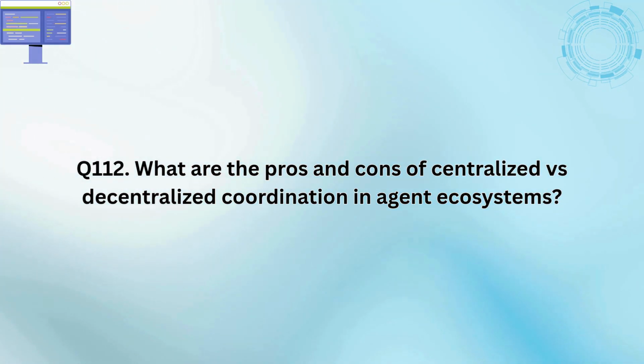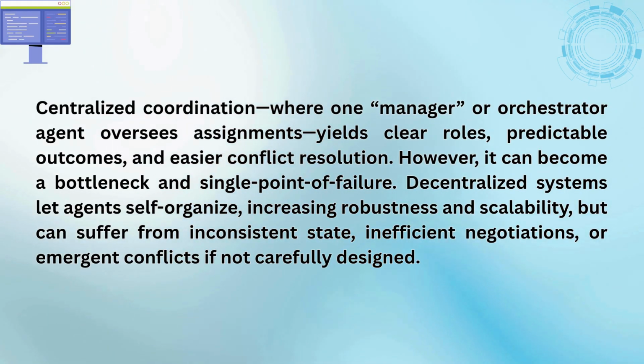What are the pros and cons of centralized versus decentralized coordination in agent ecosystems? Centralized coordination, where one manager or orchestrator agent oversees assignments, yields clear roles, predictable outcomes, and easier conflict resolution.